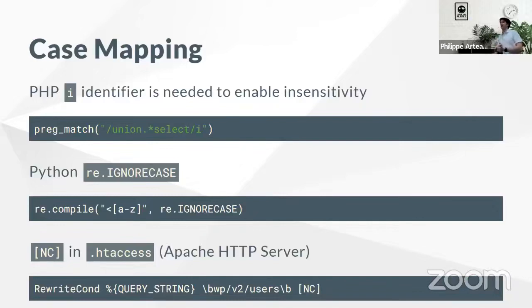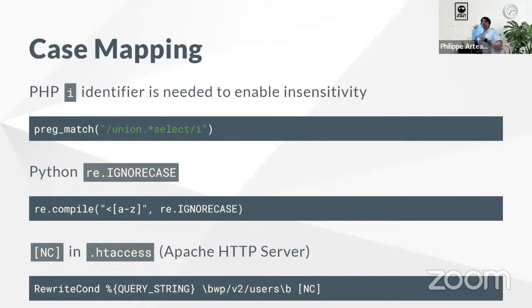So one example is changing case mapping. In Unicode, all basic ASCII characters have an uppercase and a lowercase version. And if the application in the end does some lowercase or uppercase operation, or some insensitive operation, then you can just change the case of the keyword, and maybe you'll be able to bypass the WAF.